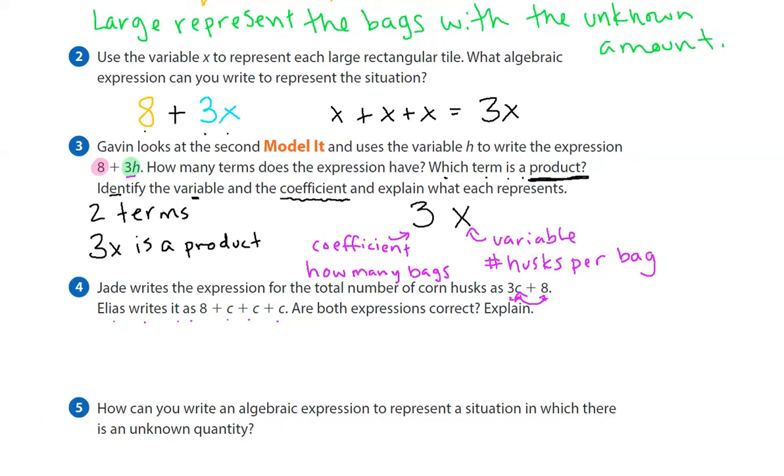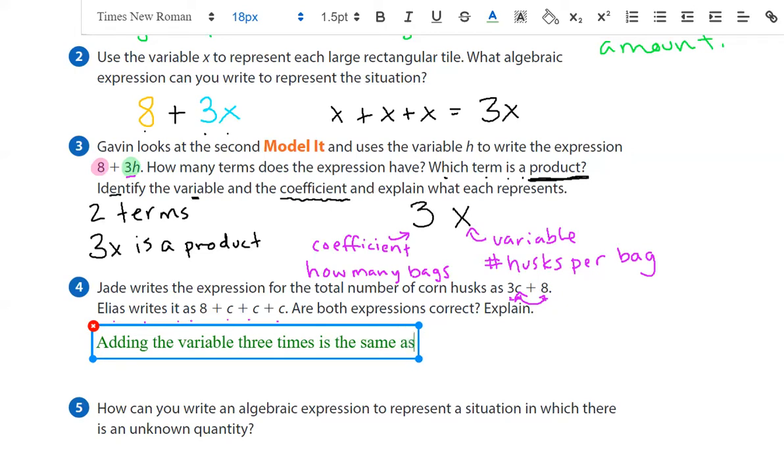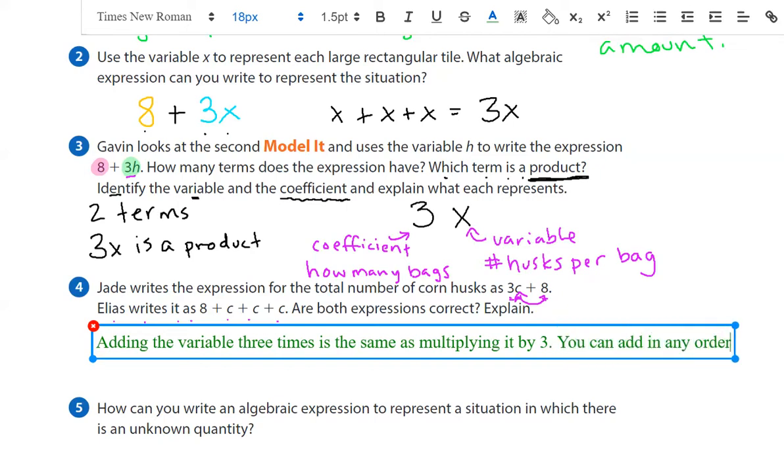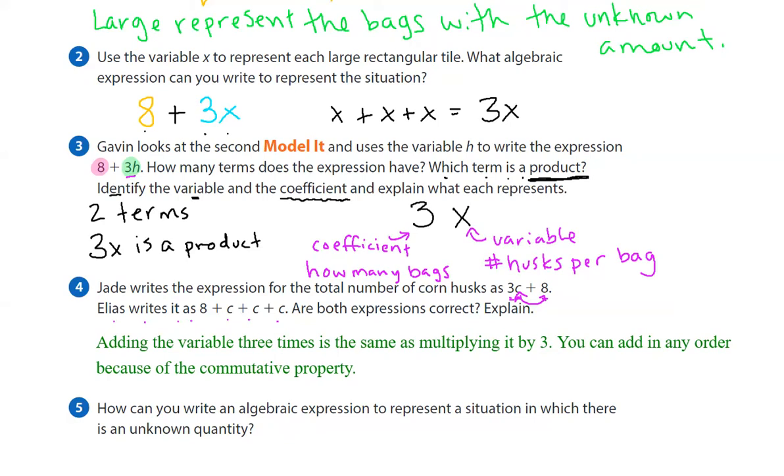And now that we've explained why they're correct, now we have to put it on the paper. How do we want to explain that on the paper? Well, adding the variable 3 times is the same as multiplying it by 3. And then as far as flipping the order, you can add in any order because of the commutative property. That's an excellent answer. We did a good job. I think we need a gold star. Gold star on that answer.